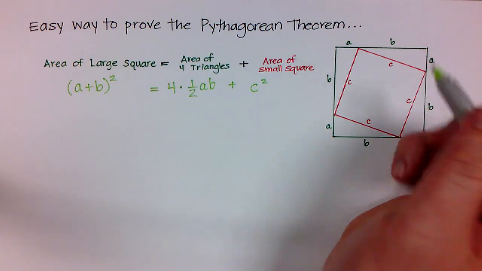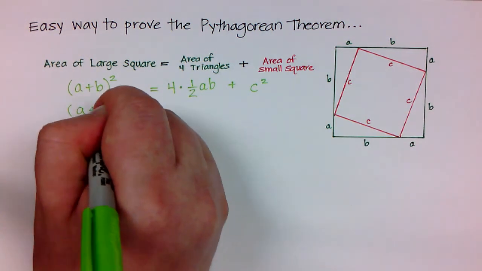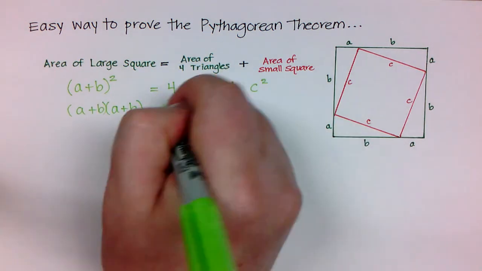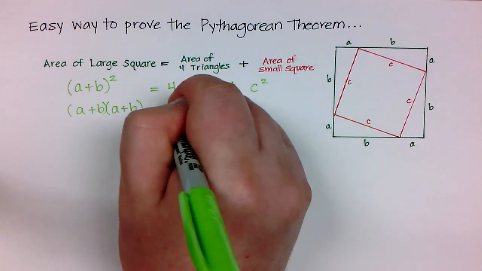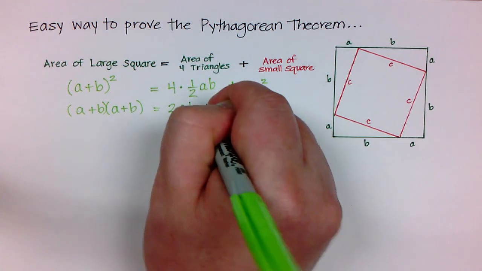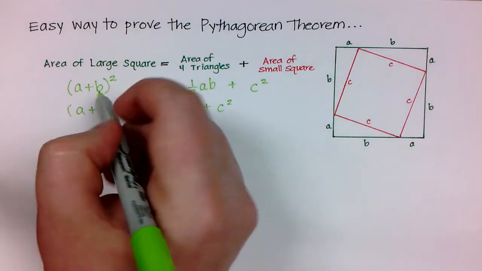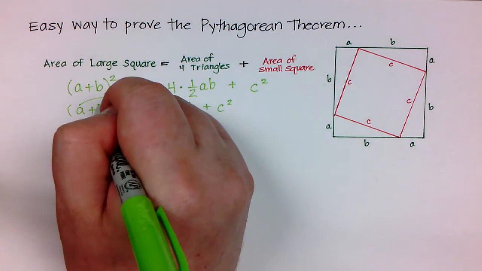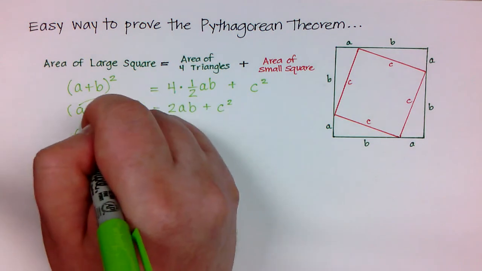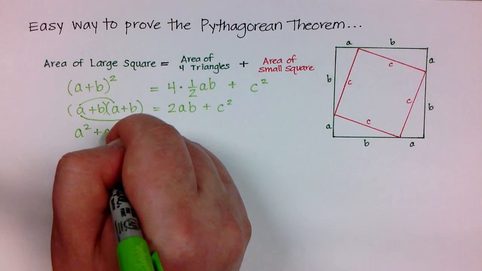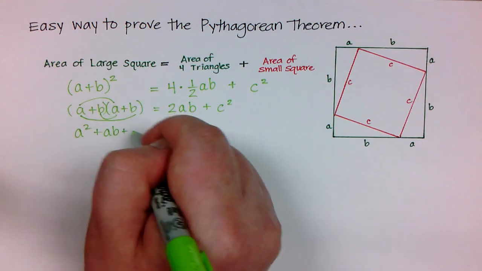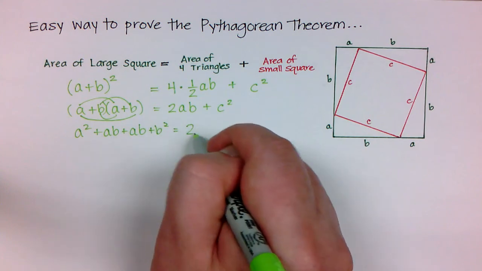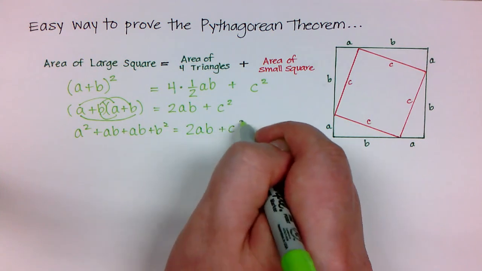So now let's just go ahead and break this down. We're going to have to use FOIL here to figure out what that is. 4 times 1/2 is going to leave me with 2AB, and I can't simplify the C squared anymore. So let's go ahead and do FOIL. A times A is A squared. Let's do A times B plus another A times B plus B squared. That's all equal to 2AB plus C squared.